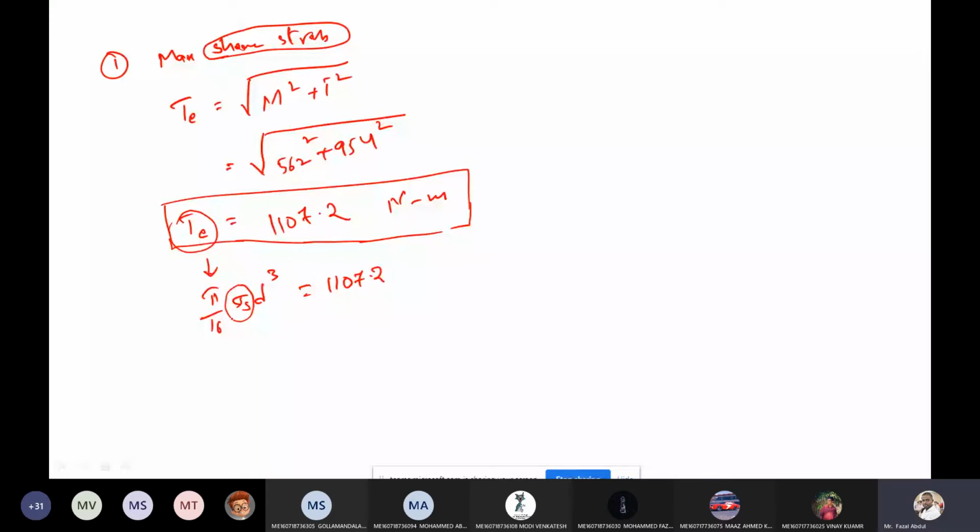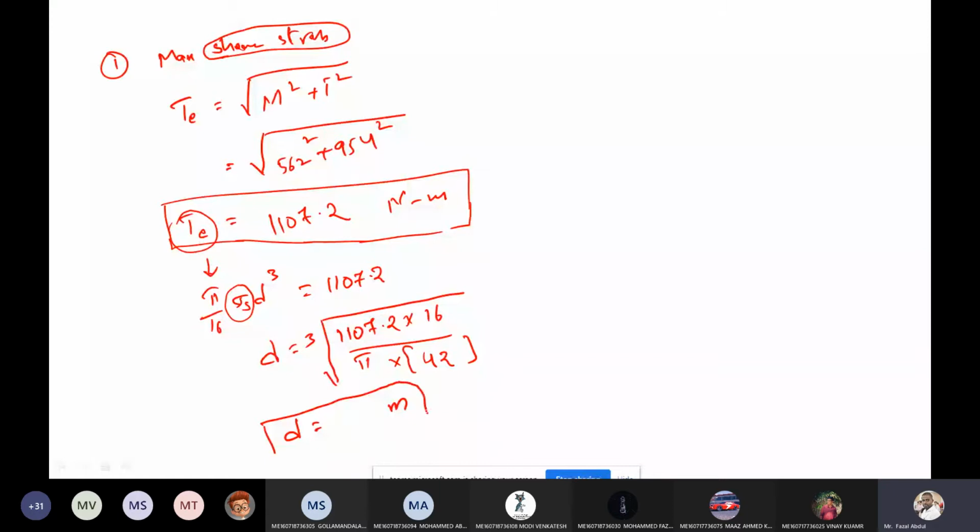Now sigma s is given in the question. Pi by 16 is a constant value. Calculate the d value. d equals cube root of 1107.2 into 16 by pi into sigma s. Sigma s value is 42 megapascal, given in the question. Now tell me the d value in terms of meter.